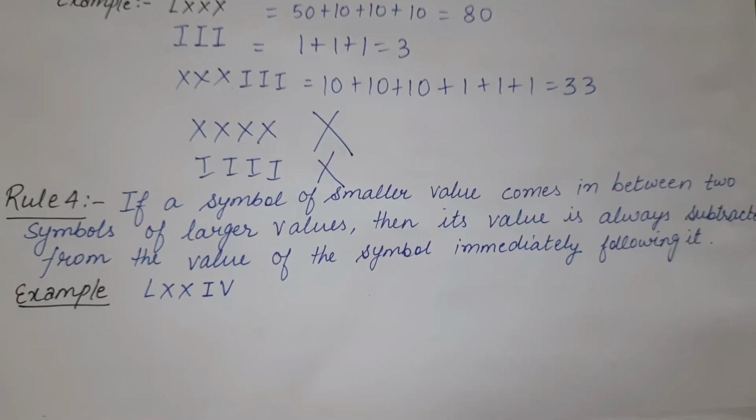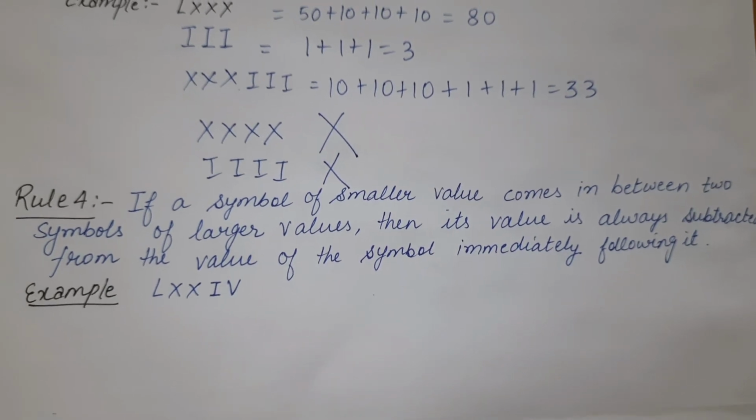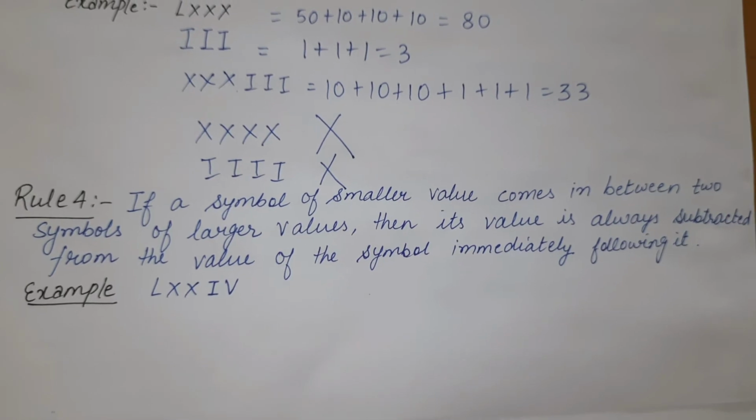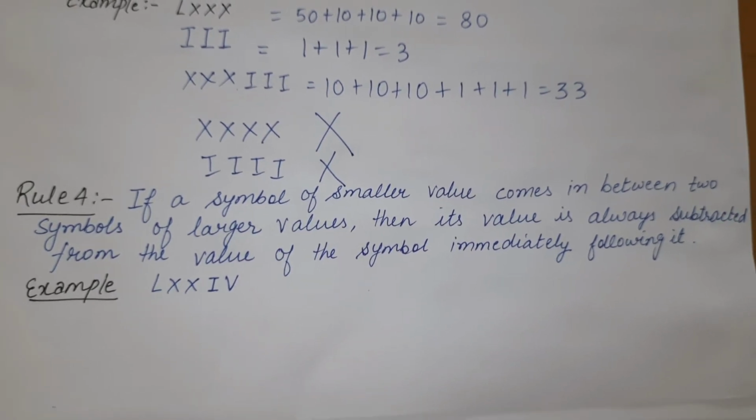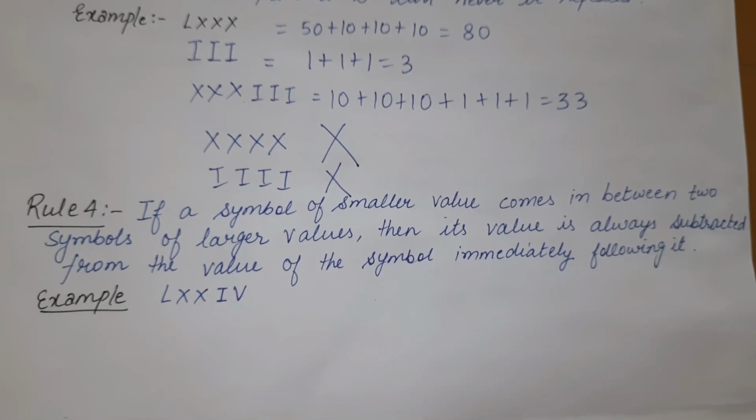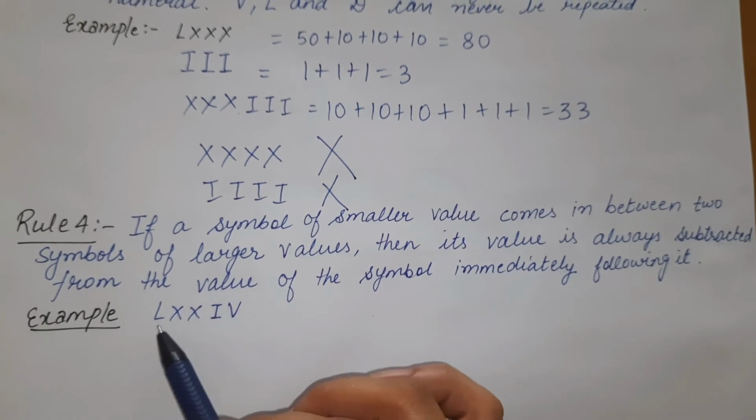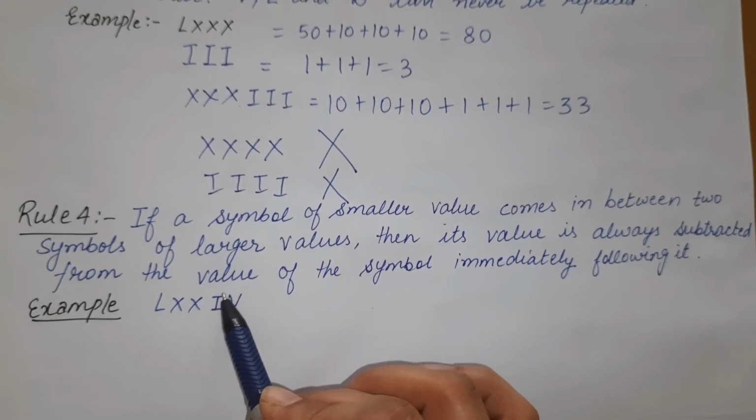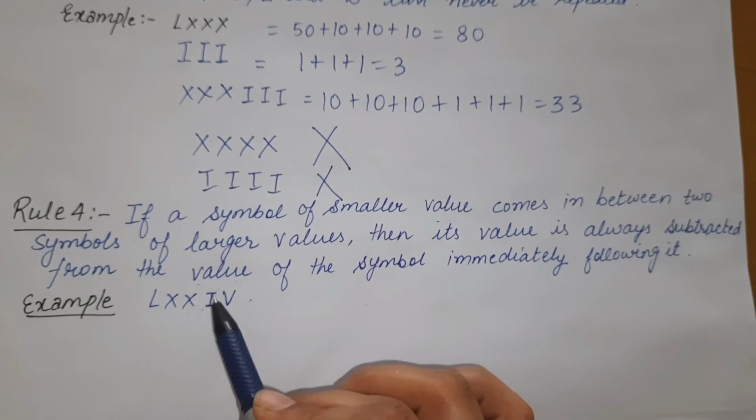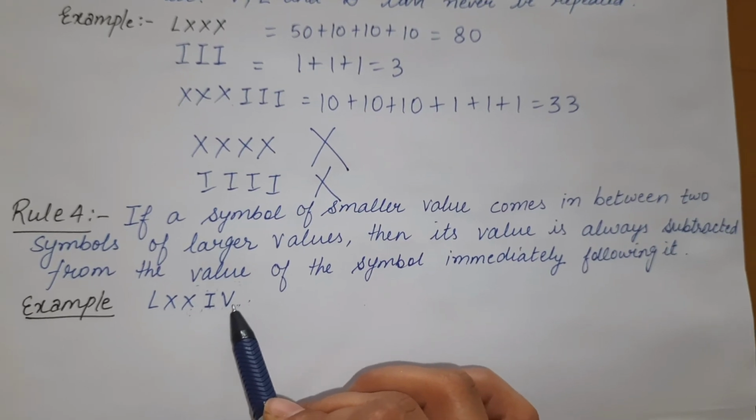Next comes rule 4. Fourth rule is, if a symbol of smaller value comes in between the symbols of larger values, then its value is always subtracted from the value of the symbol immediately following it. See, अगर smaller value का symbol 2 larger values के बीच में आ रहा है, see this example, we are having L, X, X, I, V. Here I is coming in between the symbols of 2 larger values. I जो है X और V के बीच में आ रहा है, X भी I से बड़ा है और V भी I से बड़ा है.